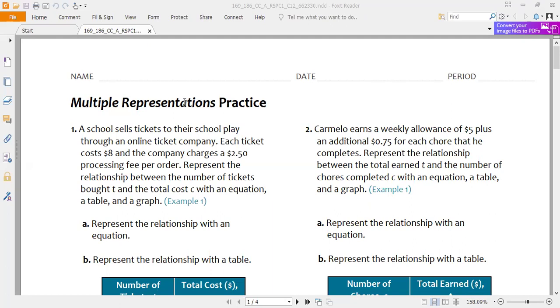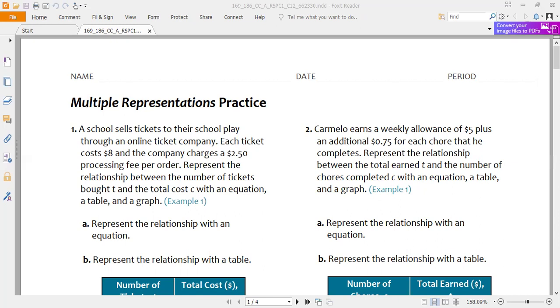Now, multiple representations mean if we are given a word statement, like in questions 1 and 2, we can write the relationship with an equation, and then we can make the table and then we can make the graph. So in this question 1 we have three parts. This is what we call multiple representation. So how are we going to do this one?